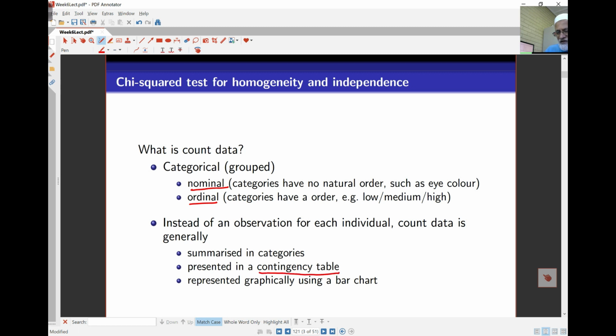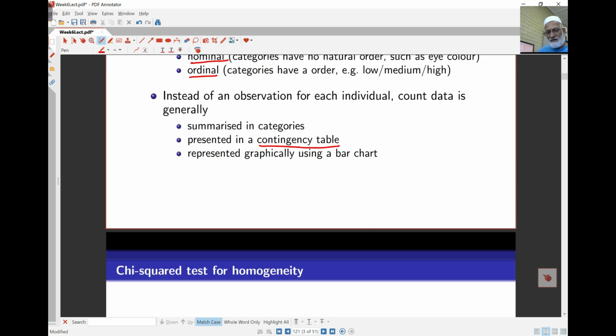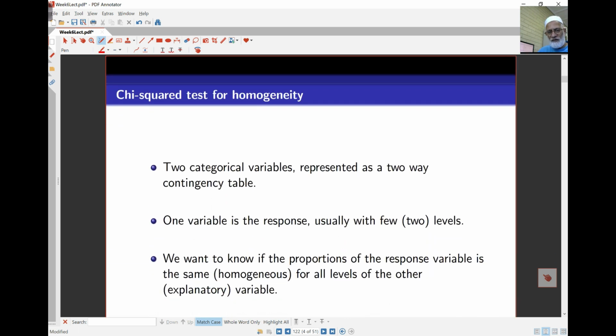So this is essentially a 2x2 table, or maybe more as well. We can summarize this in various ways as counts and frequencies. We can also draw graphs, bar charts, or whatever else. What we're after here is a few things.